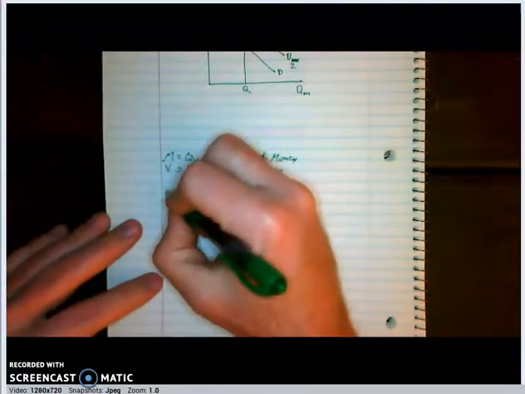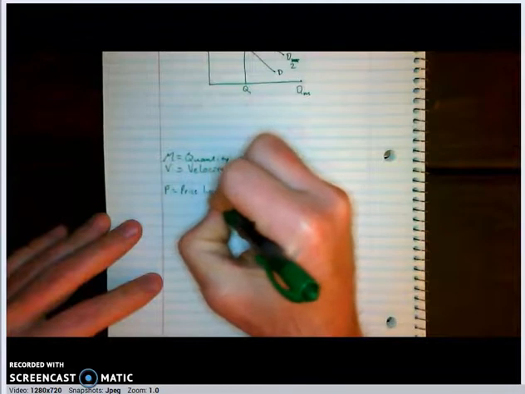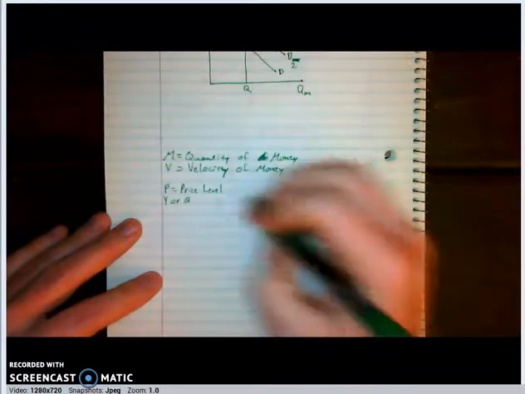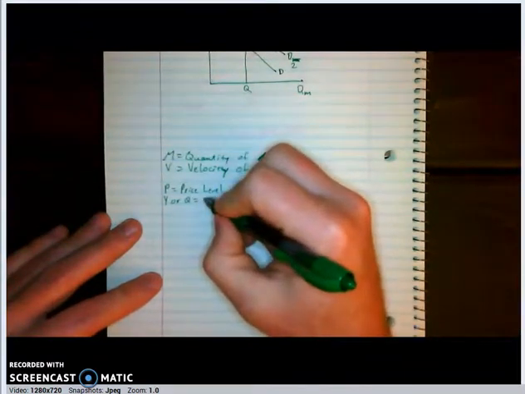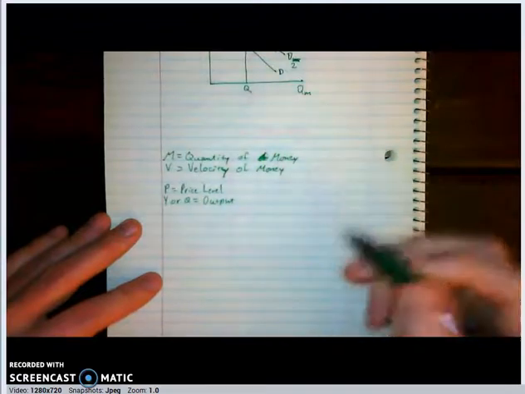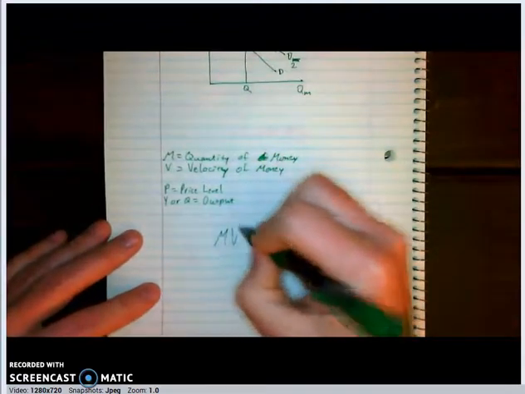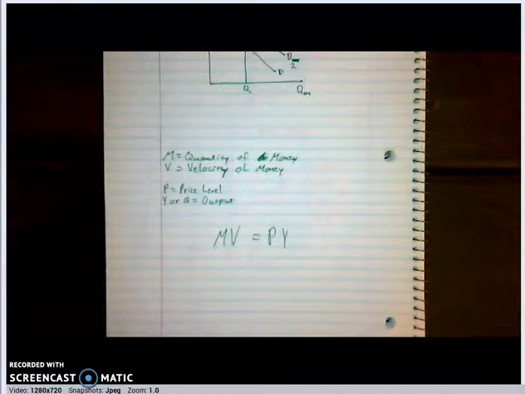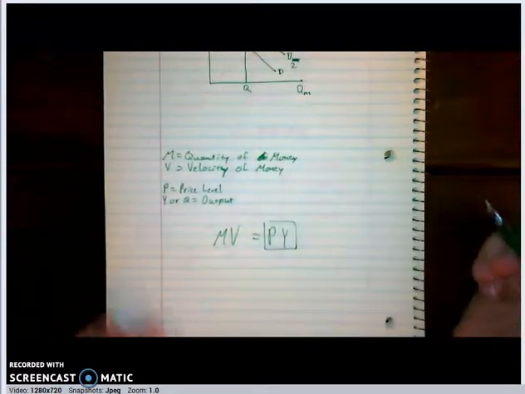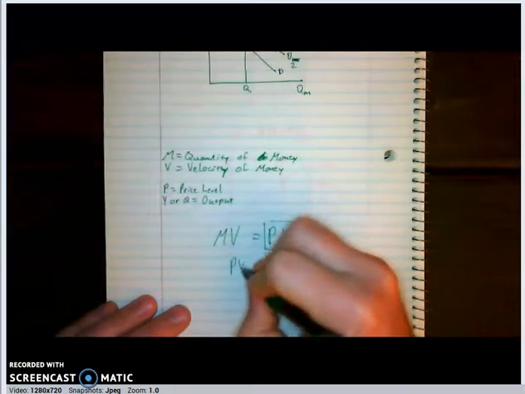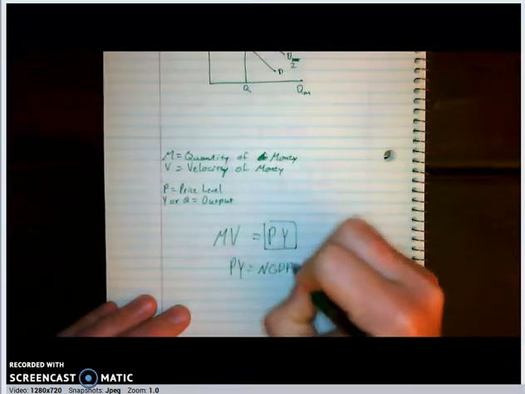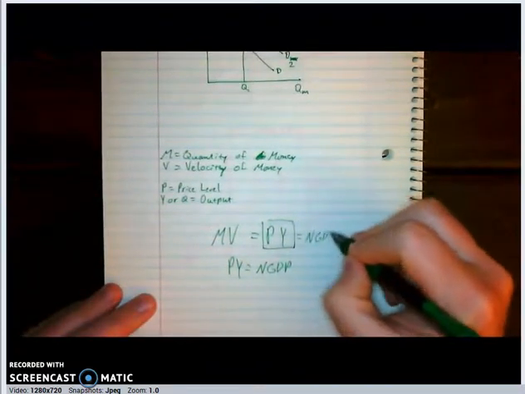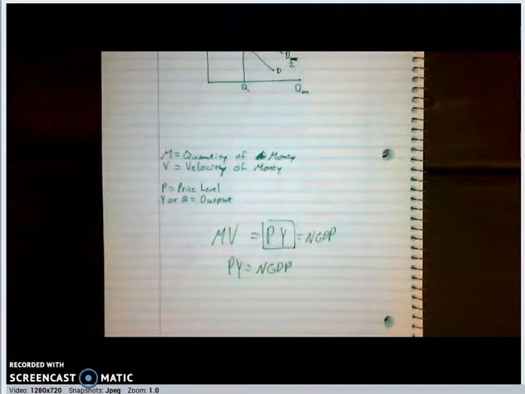P is price level, average prices in the economy, and then Y or Q, it doesn't matter which one you call it, is output. And again, the relationship is MV equals PY, right? M times V equals P times Y. Now this PY, that I was telling you in the slide, the PowerPoint slide, P times Y, that is our nominal GDP. So you really kind of get this relationship right here. All three of those things are true.